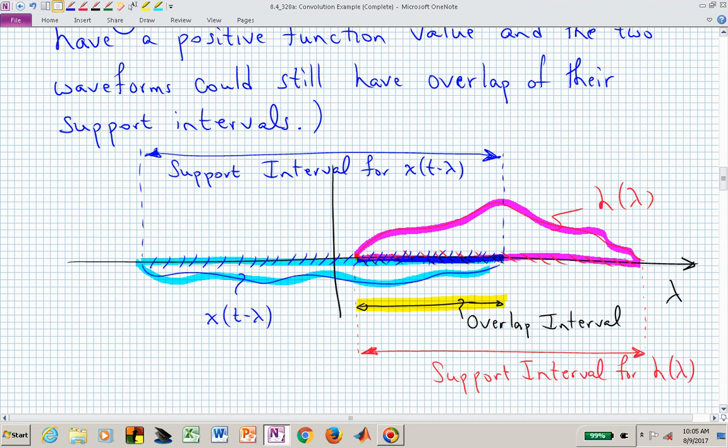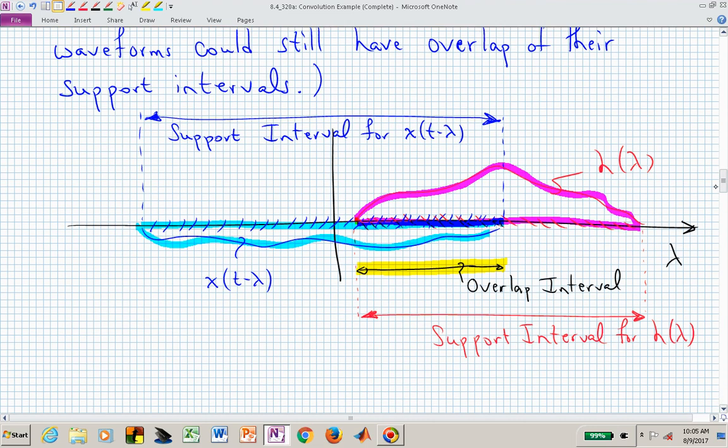And that's what I've indicated in the yellow highlight. That's the interval where these two waveforms, x of t minus lambda in this illustration, overlap. And I hope it's clear that their overlap interval does not correlate at all with their functional value. It's just where that functional value is non-zero.